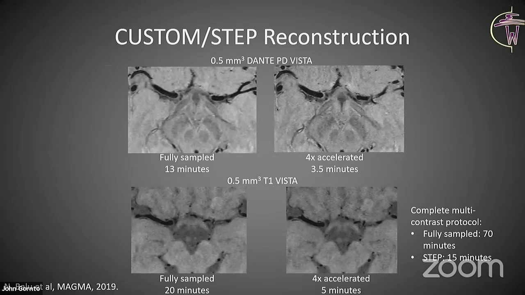So in terms of imaging acceleration, as we know, if you get really high resolution sequences and acquisitions, it can take up a lot of time. And our initial 0.5 millimeter multi-contrast protocol took 70 minutes, which is not clinically feasible. You can't really do a clinical scan with a 70-minute acquisition. So what we've developed is an advanced partial parallel imaging technique that we call custom step, where we were able to take that 70-minute protocol and speed it up to 15 minutes. You can see here in comparing the images, there's not much loss in image quality or image fidelity between the fully sampled acquisition and the 4x accelerated acquisition.